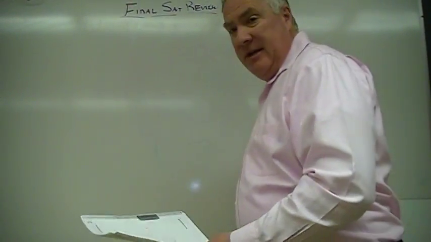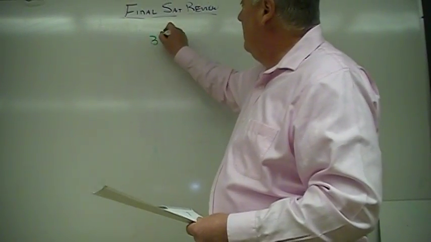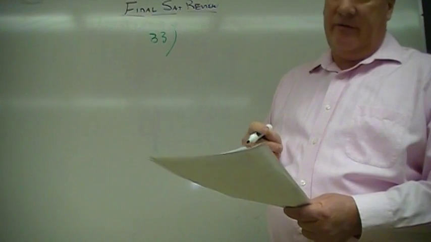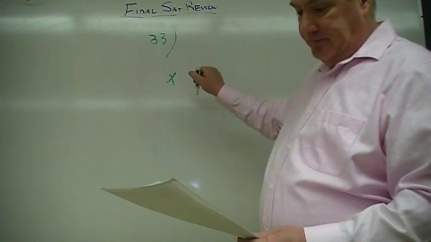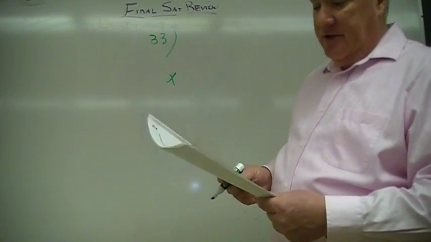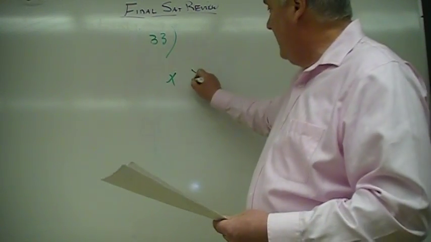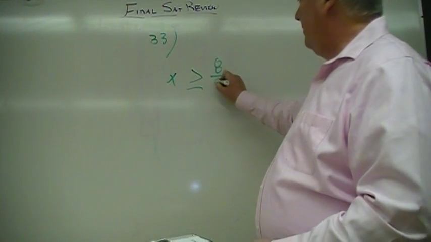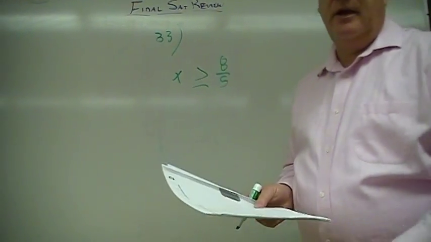I've got a couple seconds left. 33, I'm not going to do out, but 33, just solve it. Work on just solving it so that you get x is greater than or less than something. And because you're dealing with a negative, it's going to end up being negative 5 you divide by. You've got to change the sign. So x is greater than or equal to 8/5 on number 33. So that's letter A.